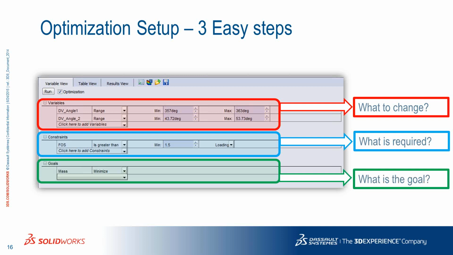And what's the ultimate objective? Well, we want to minimize the mass. So 3 simple steps is what is required to set up the optimization, and let simulation take over and do all the hard work behind the scenes to test out all the multiple combinations of dimensions that will eventually get us to our goal.